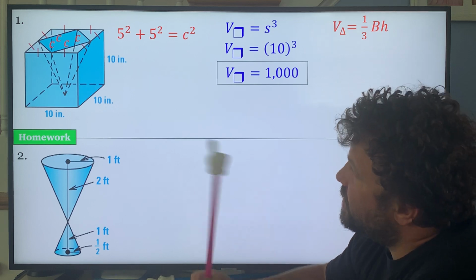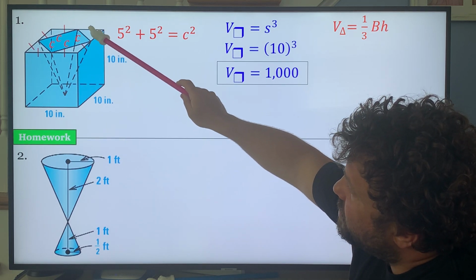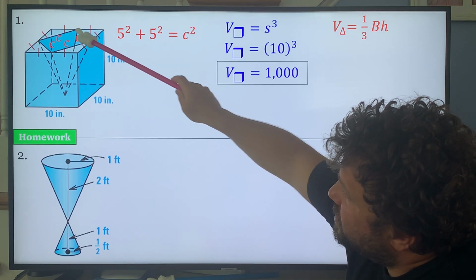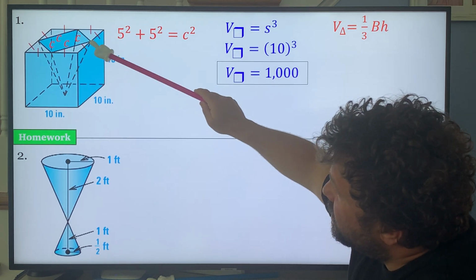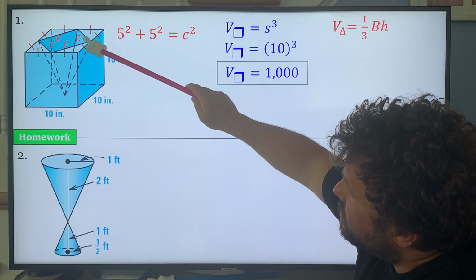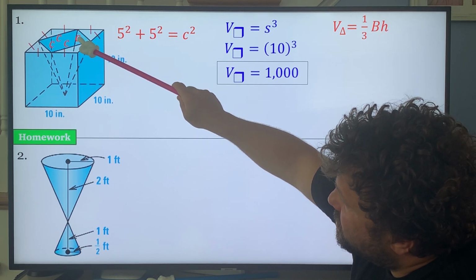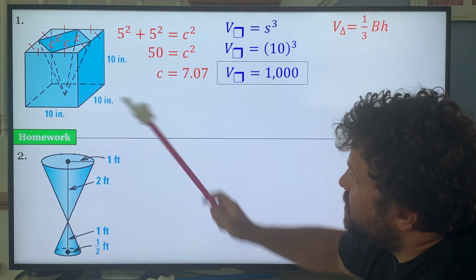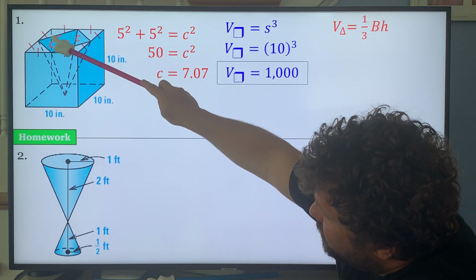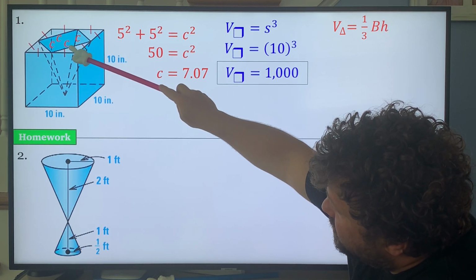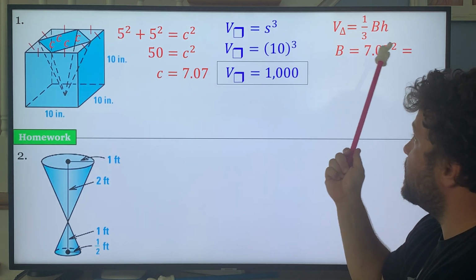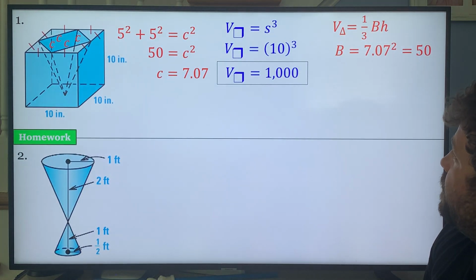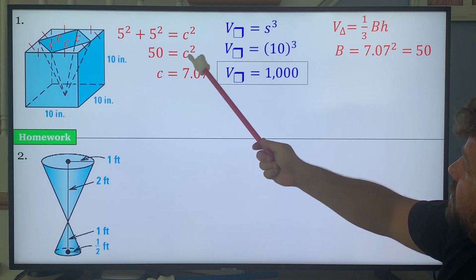Now, the way to find them is, you have a right triangle here. With this right triangle, this is 5, this is 5, so you have 5, 5, a right triangle. 5 squared plus 5 squared equals c squared. 50 equals c squared, and that's 7.07. So this c is 7.07 on all sides. So the base here is 7.07 squared, because it is a square. So it's about 50. Actually, it is 50.